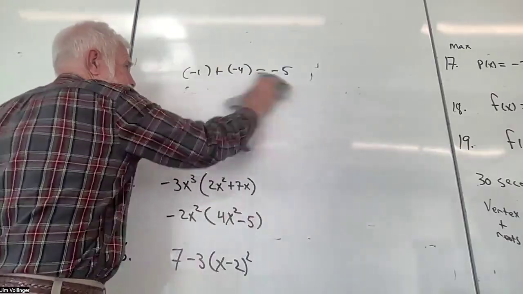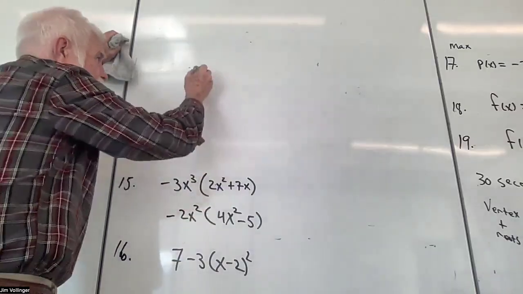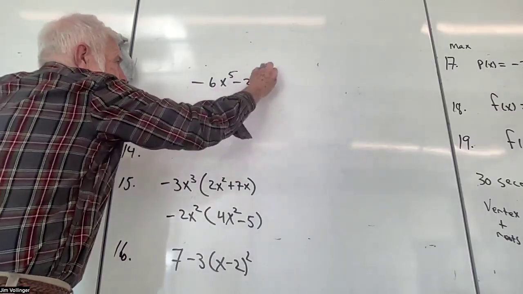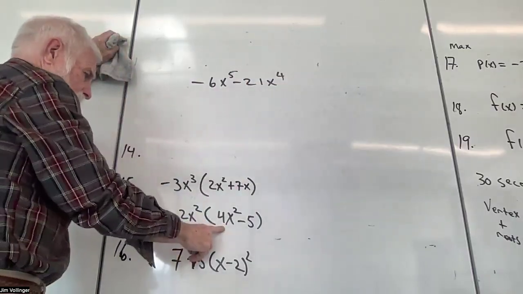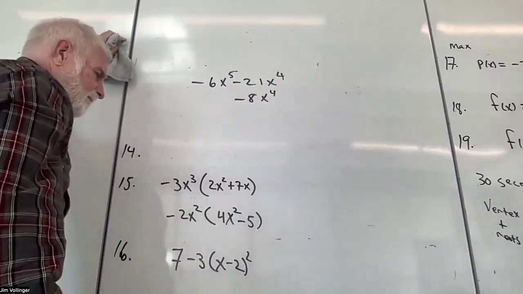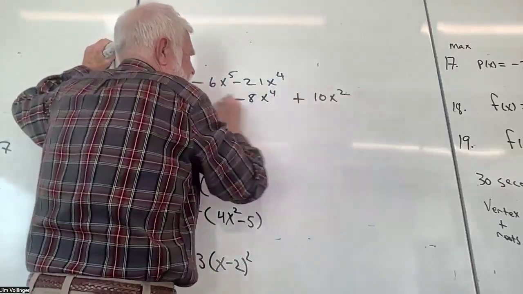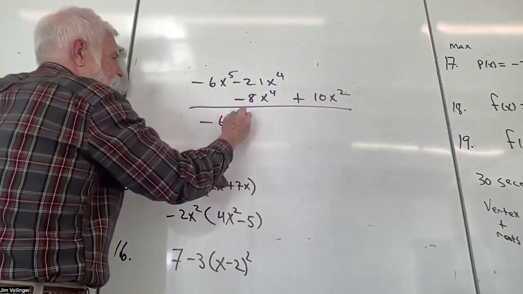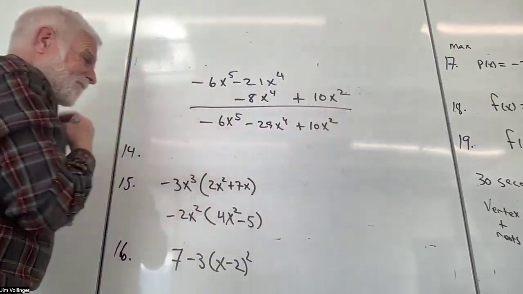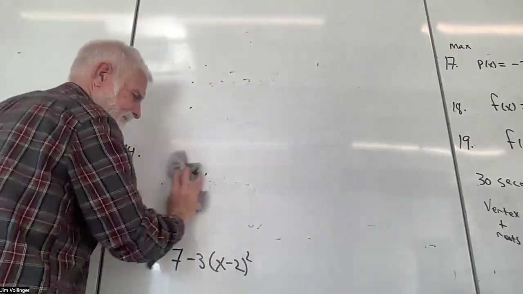Now I can erase that. I'm almost done with 20. I like to do columns. Minus 6x to the 5th. Minus 21x to the 4th. Minus 8x to the 4th, I'll put that in the x to the 4th column. Plus 10x squared. I think it's easier to keep track of things this way. Minus 6x to the 5th, minus 29x to the 4th, plus 10x squared. Okay, it takes care of that.